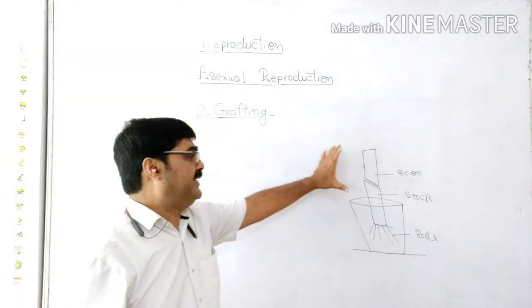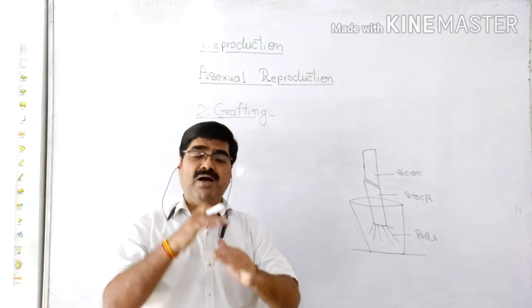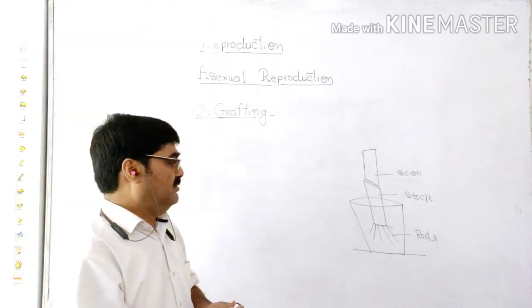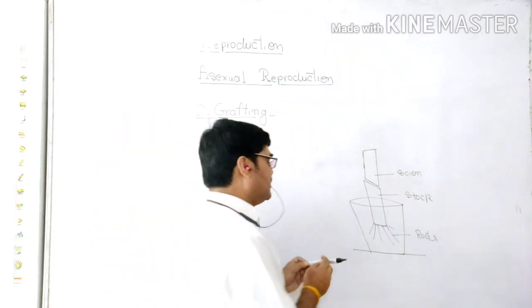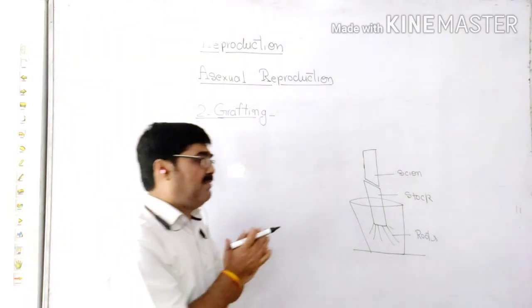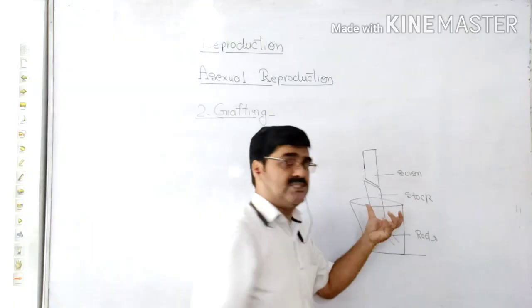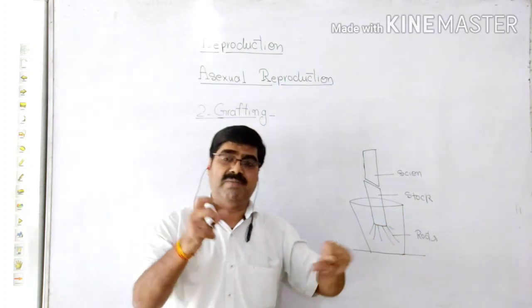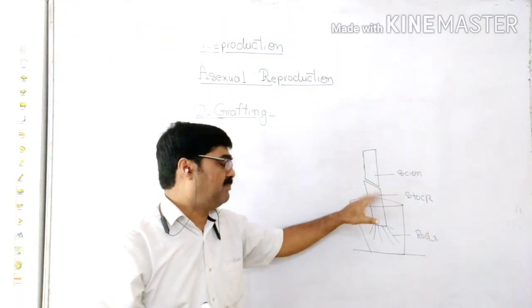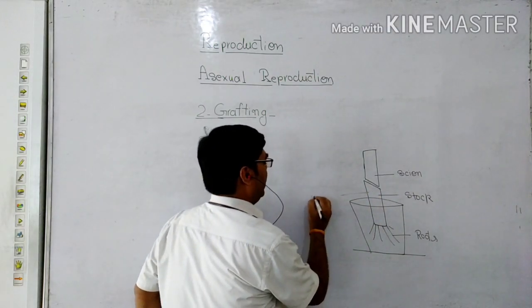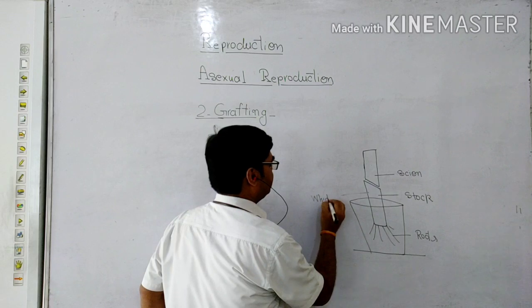For this method, we take the cut stems of two plants of the same species. This cut stem has two parts. One part has the roots. This lower part, which has the roots, is called the stock. Suppose this is a white rose. We have taken a white rose here.